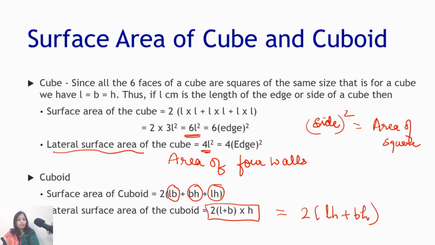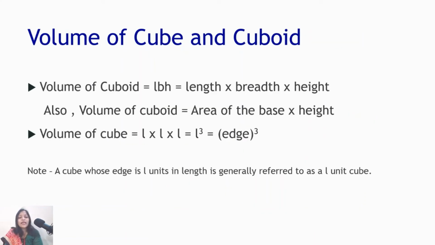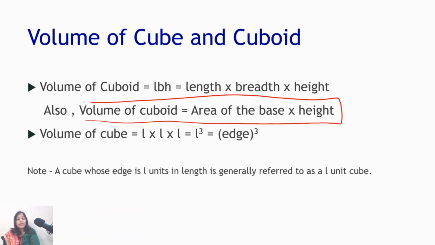Now we come to the volume. Volume is simply a basic formula, that is area into height. Now what is the area of the base? What is the area of the floor? Length into breadth multiplied by height and you get the volume of the cuboid. Now what is the volume of cube? Volume of cube is again the same thing, length into length into length, because all three are equal. So we get side cube as the volume of cube.